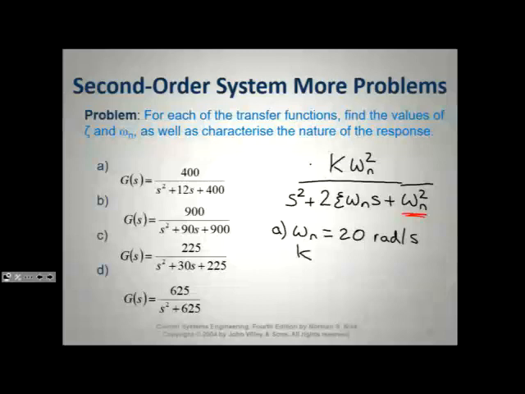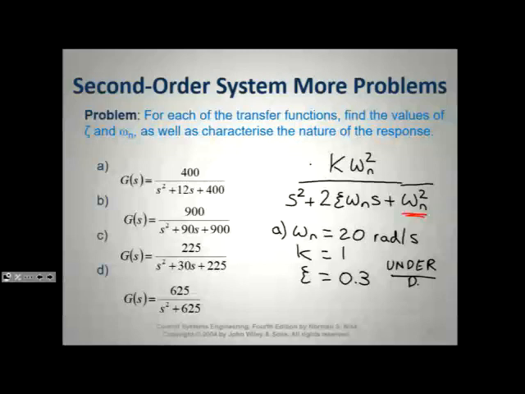K? 1. Yeah, he's easy. And then zeta? I got 0.3. Yeah, that's right. So what kind of system is that in terms of damping? Underdamped. Okay. Did anyone not get that? Or anybody not understand how to do that?